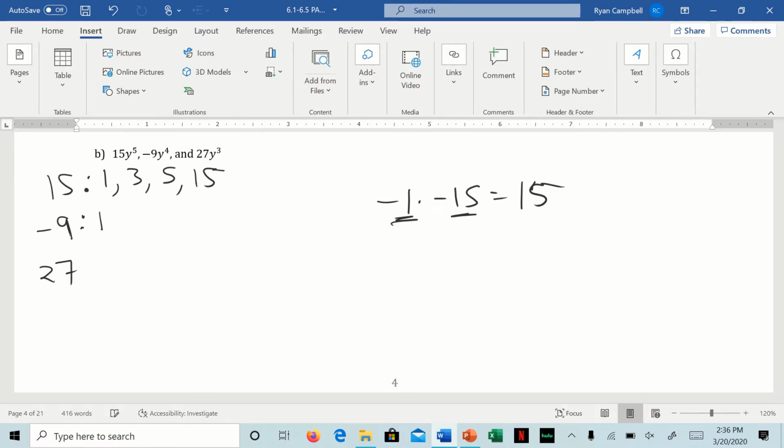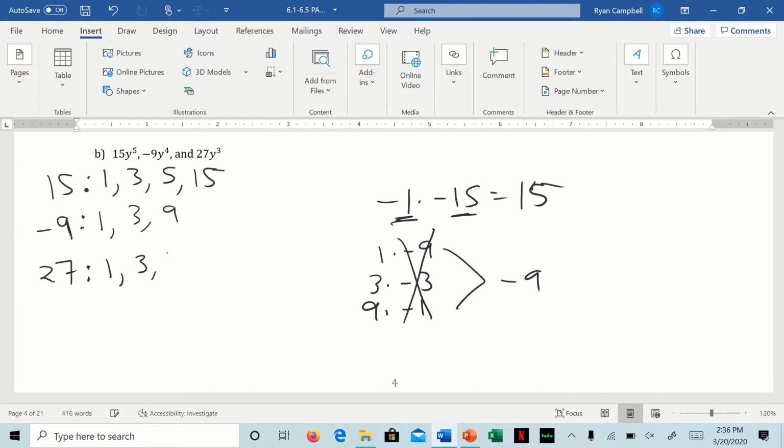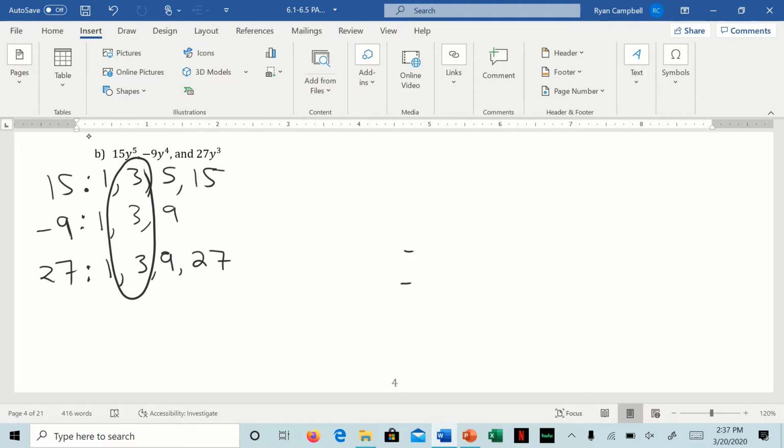For negative 9, we can also see that 1, 3, and 9 are factors, right? Because 1 times negative 9, 3 times negative 3, 9 times negative 1, all are going to get us negative 9. We could include the negatives, but since we want the greatest number, none of the negatives are going to be the greatest, we can see, right? And then 27. So we get 1, 3, 9, and 27. So out of all of these, which one is the greatest common factor? We see it's 3. So when we multiply, we know that 3 is going to be the number.